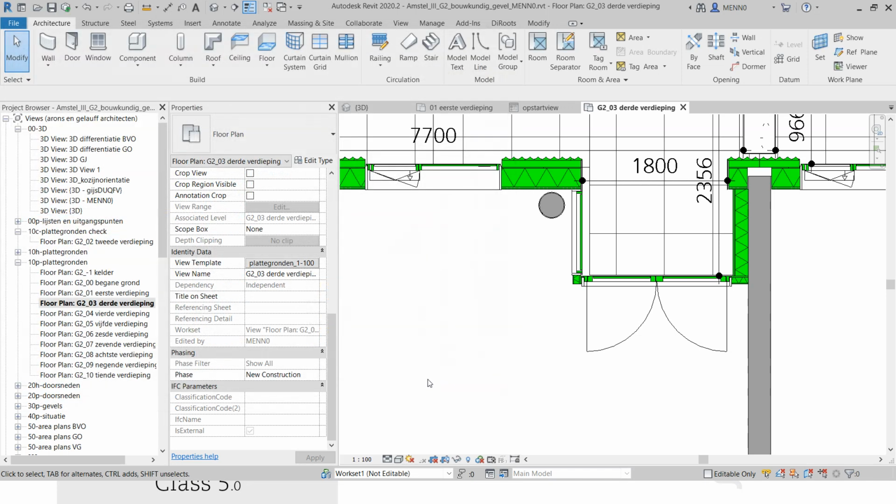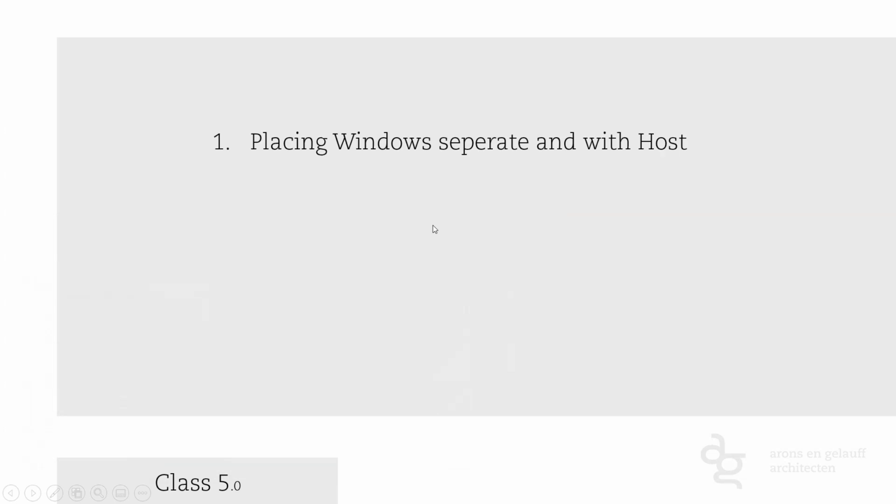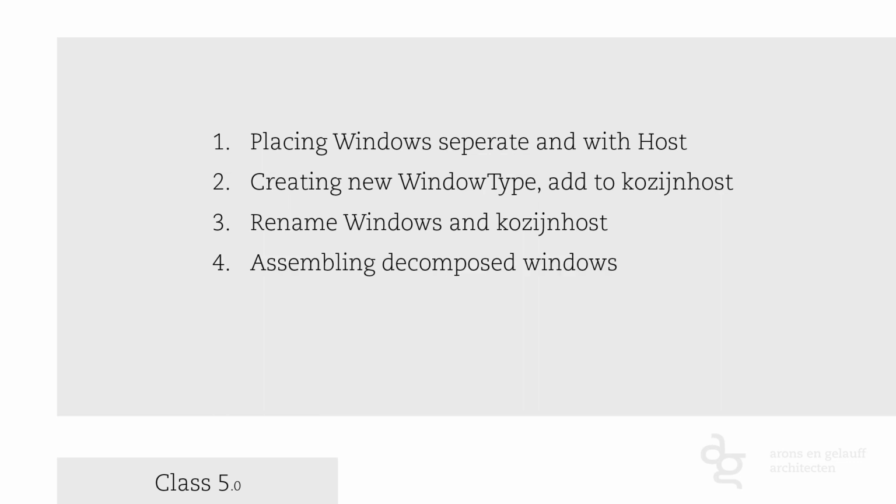Unfortunately, problems like that will occur every now and then, and you will find one in Class 5 as well. So, Class 5. Today we're going to talk about windows. First, placing windows separately and within a host. Then we're going to create a new window type and add it to the Kozijnhost. After that, we will rename the windows and Kozijnhost with a Dynamo graph. And for a good IFC export, we'll assemble the decomposed windows.